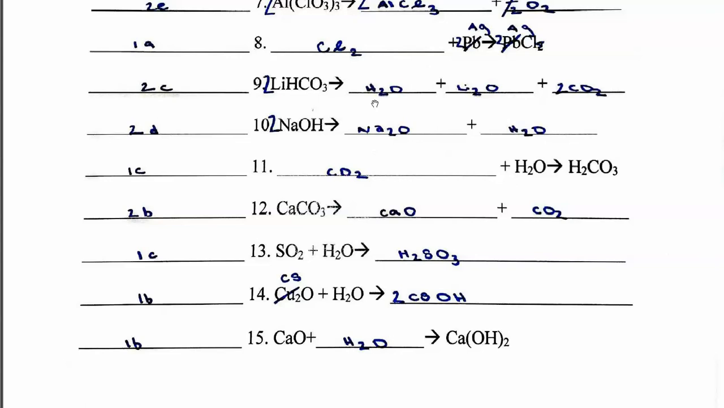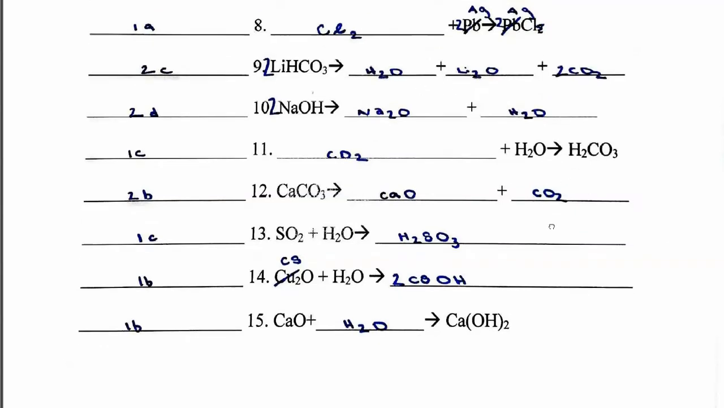And then you need to balance. I've got 2 Li's here, so I'm going to put a 2 here. Now I have 2 H's, 2 C's, so I need to put a 2 in front of CO2. And then if you count out O's, you end up with 6 on both sides.